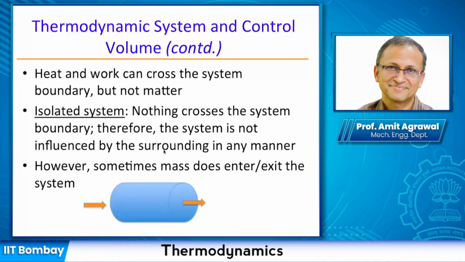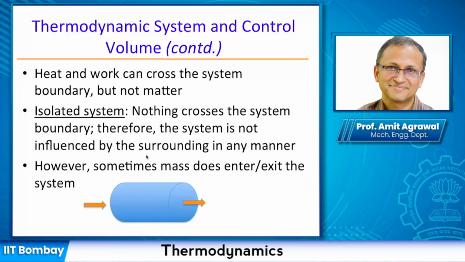Now, however, as we know, sometimes mass does cross, enter or exit the system. For example, if you look at the overhead pipes, there is an overhead tank. If you look at your house, most houses would have an overhead tank through which the water comes in and comes to our kitchen or to the bathroom, right? So if I'm trying to analyze the flow in this pipe, I will see mass coming in from one side, which would be the overhead tank, and going out from the other side, which is the tap.